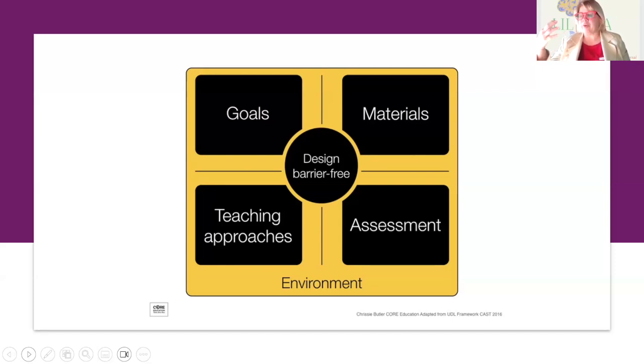Assessment. Okay, always when we assess, we also have to relate it to the goals and always prepare it from the very beginning, and then think about the teaching approaches that you are going to use to carry this out. What happens with the goals? What can you tell me about the way that you can prepare goals that are for all the students? Because sometimes that is the most difficult.